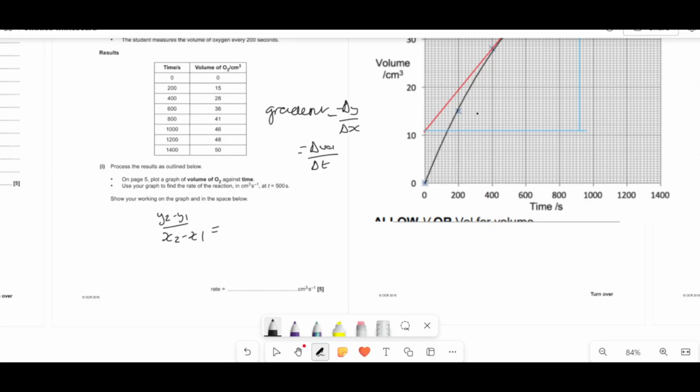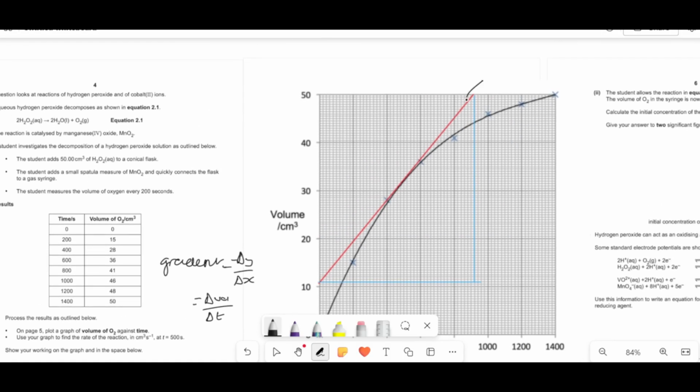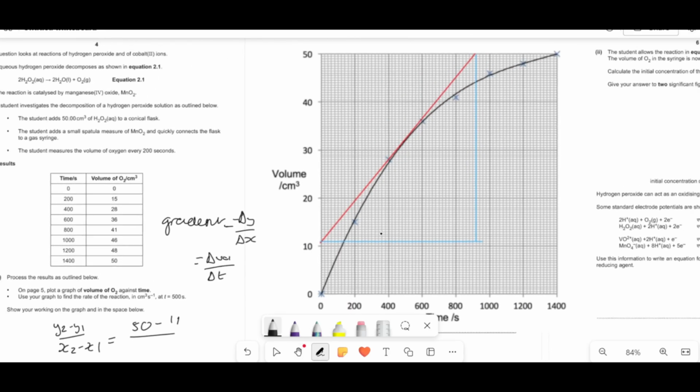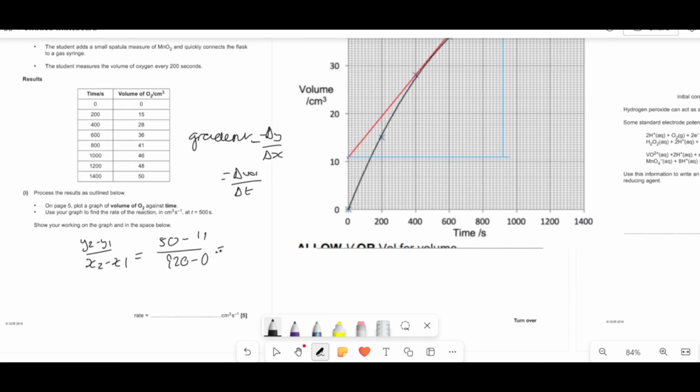So in this example here, they've picked 50 minus 11. So you do 50 minus 11, all divided by the second x coordinate minus the first, which is 920 minus 0. And if you do that, you get 0.042. And that's how you do those.